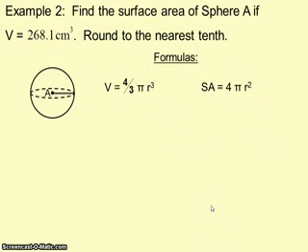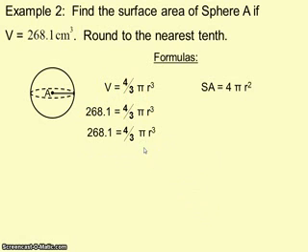So let's plug in what we have. 268.1 on the left, equal to 4/3 pi r cubed. Now we need to get rid of everything over here except the r. So first, since we've got this fraction right here, if we multiply this by its inverse, it'll disappear. And if we do that to this side, we have to do it over here. So let's do 3/4 on both sides. These cancel. It leaves us with pi r cubed on this side, and 3/4 times 268.1 is 201.075.